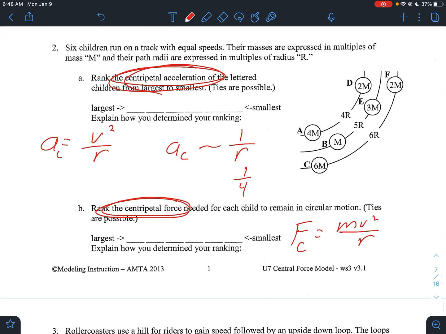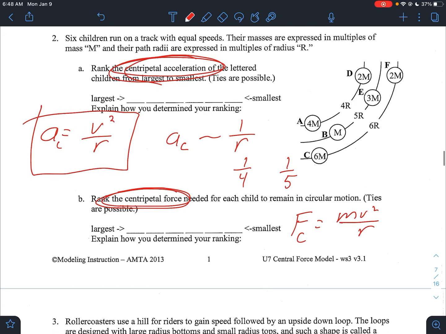Then the athletes on the second lane would be 1/5, and so on. So you can use that to rank the centripetal acceleration of each athlete using just the radius as a reference.